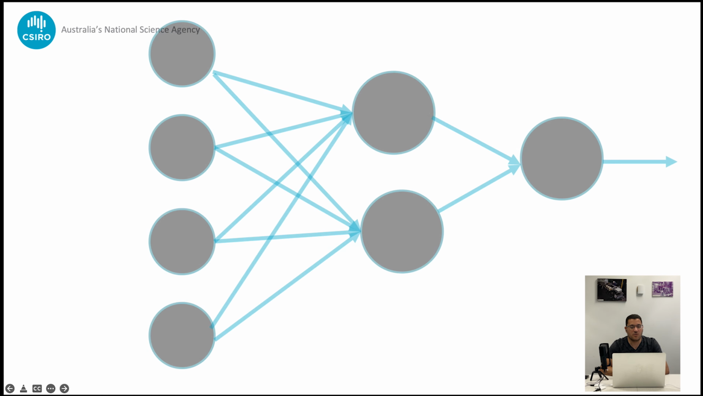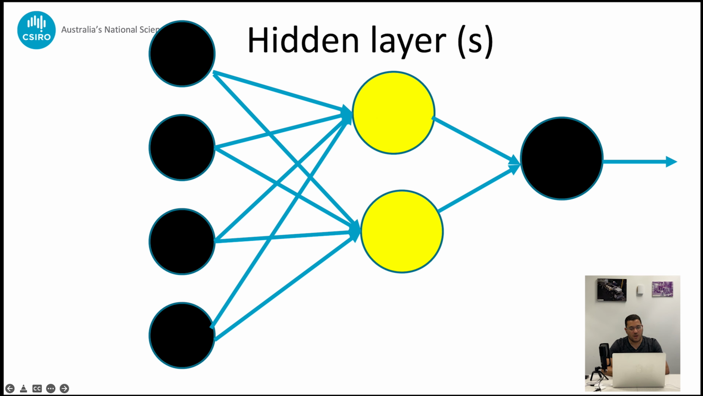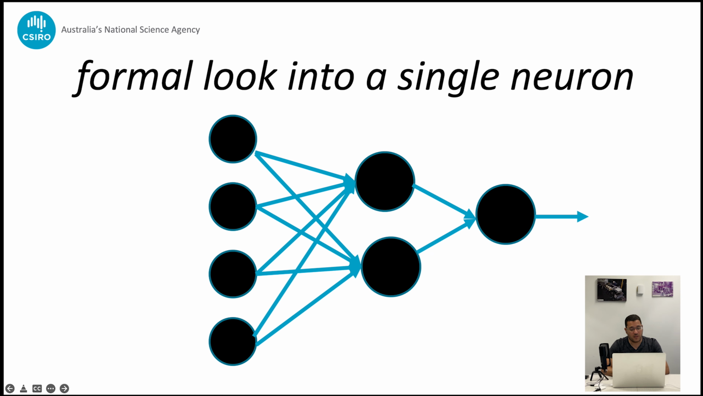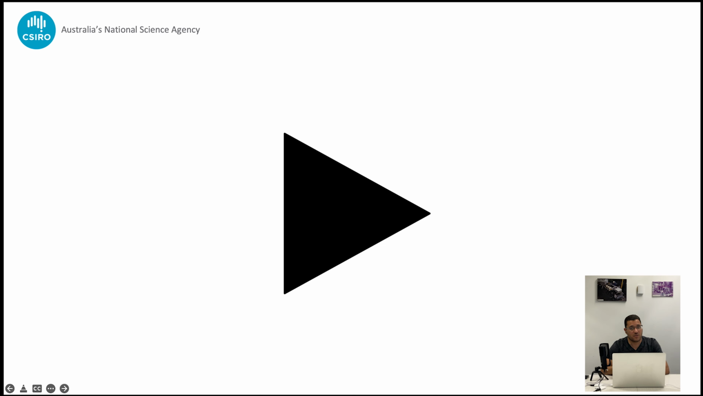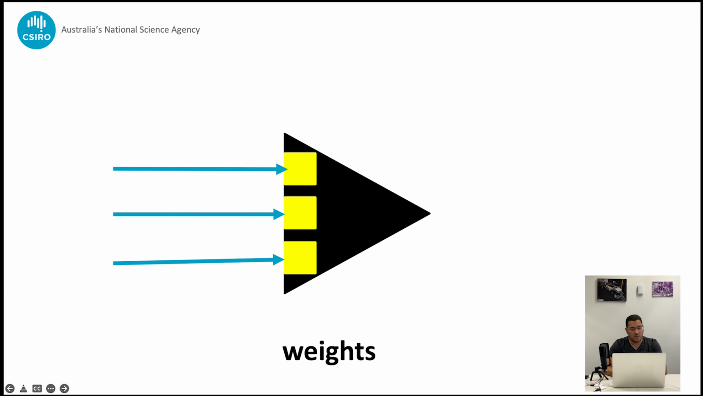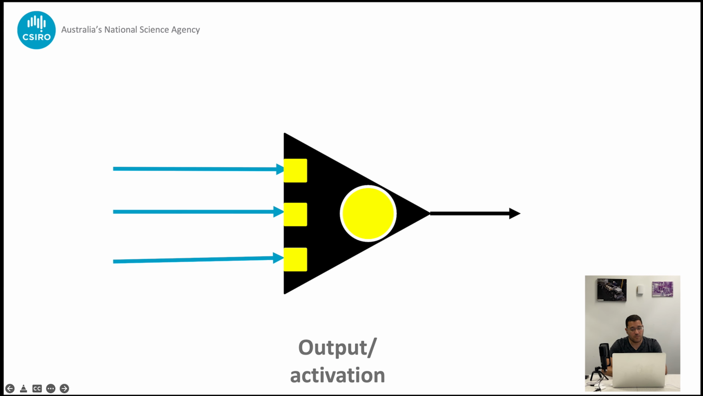Now, let's get to the neural network. In the standard terminology of neural networks, the first layer is called the input layer. After the input layer, we have one or many hidden layers, and we finally have the output layer. Let's take a formal look into the single neuron. Now, the single neuron is usually denoted in the literature by a circle. Here, I put it as a triangle. And we have the following components: we have the input, we have the weights, we have the activation function, and we have the output.